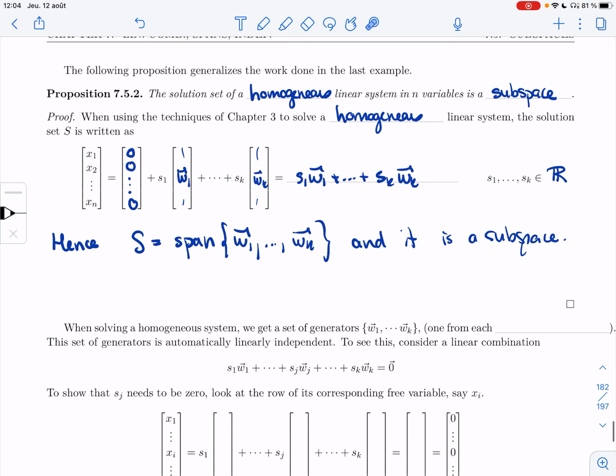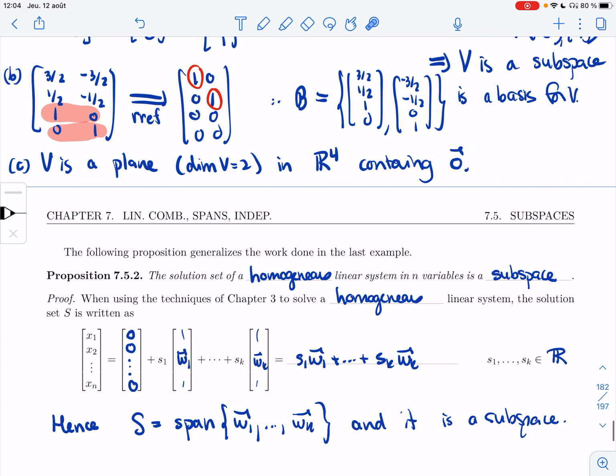So when solving a homogeneous system, we get a set of generators, these right here, one for each free variable. It turns out this set of vectors that we get from solving is automatically linearly independent. That extra step I did here was really quick, in fact, but it will always work out, so you won't have to do it, because I'll always have these 1s and 0s here that give me a leading one for each.